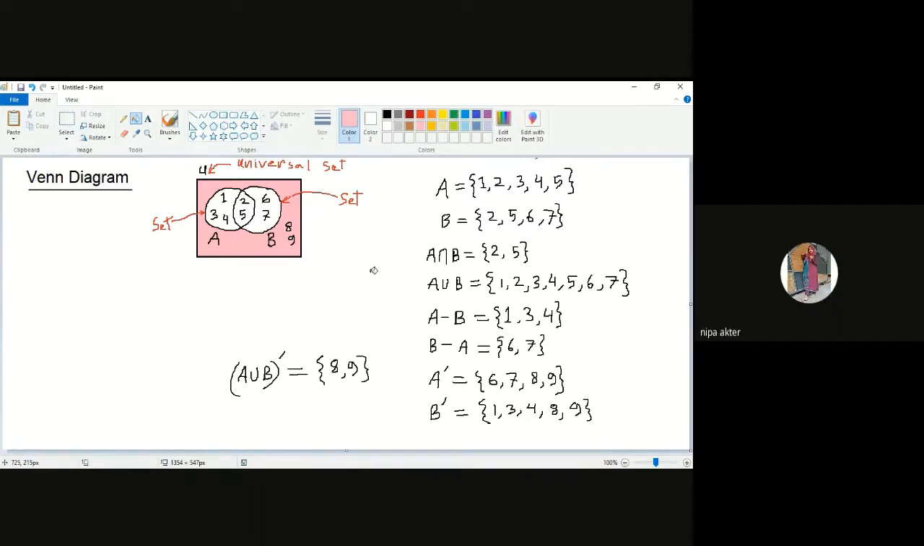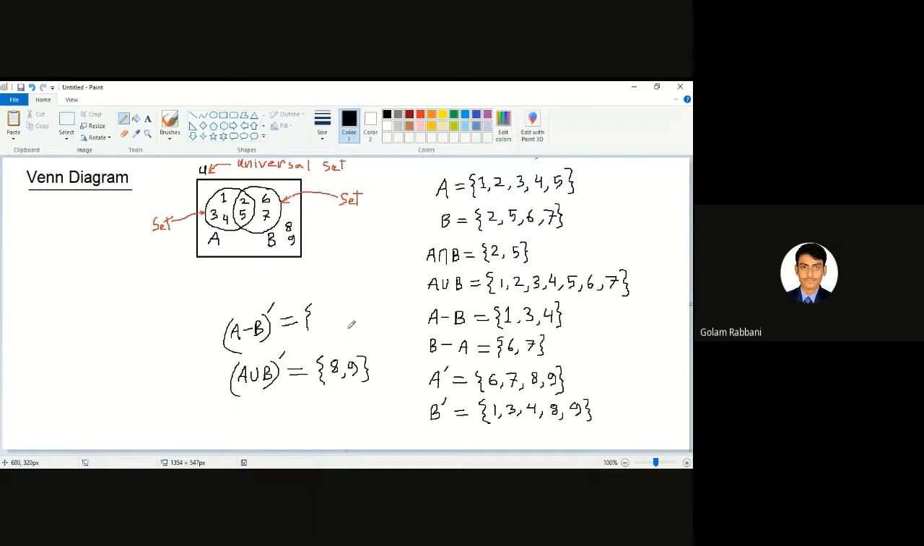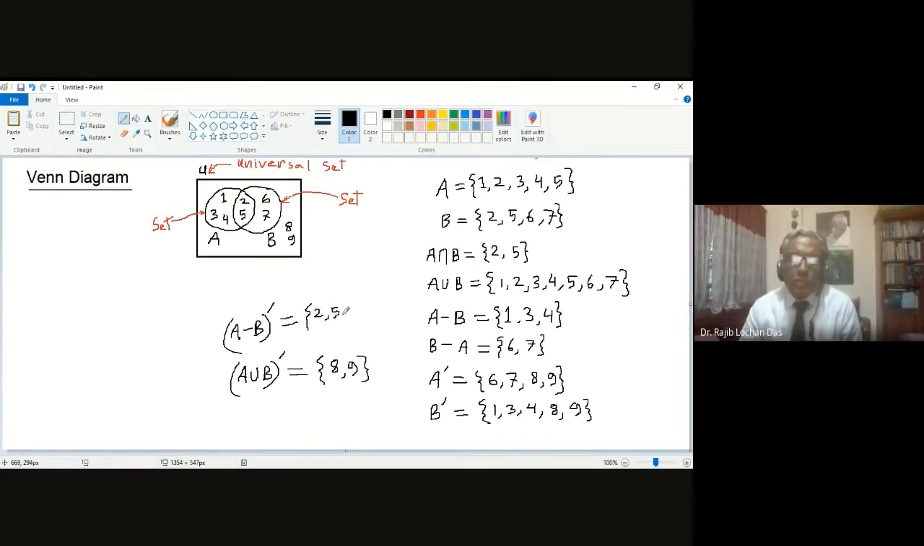Yes, sir. Okay. So tell me what will be A minus B whole prime from the diagram. Sir, 2, 5, 6, 7, 8, 9. Correct. 2, 5, 6, 7, 8, 9.